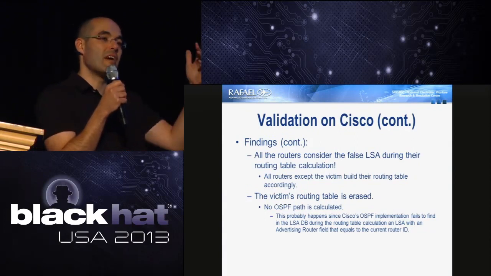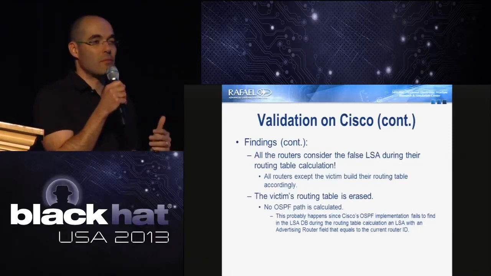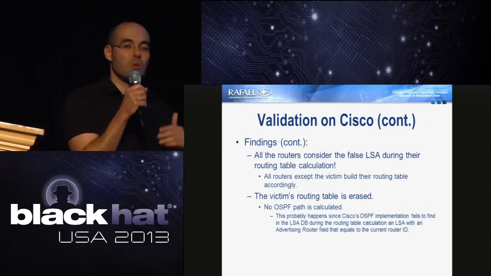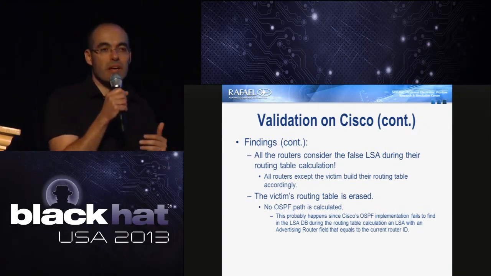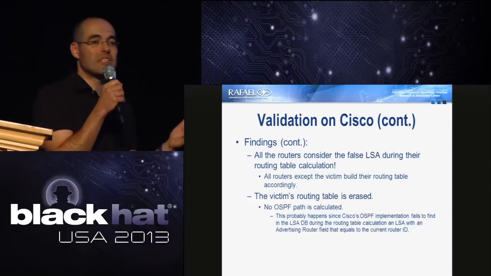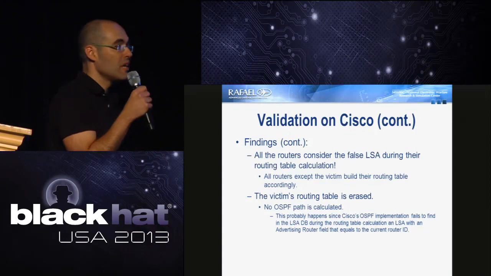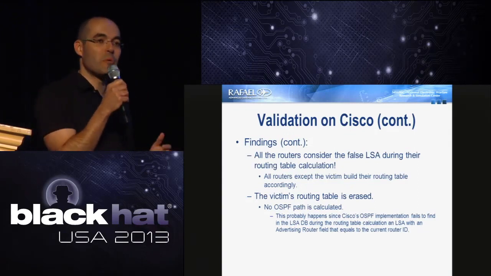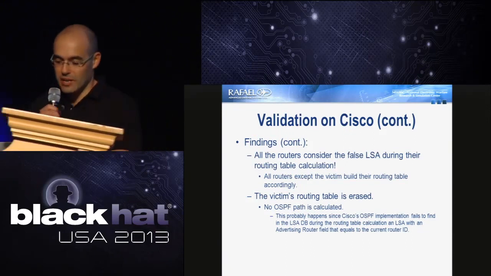This means that all the OSPF routes are now erased from the routing table, and this means that all the routes that are based on OSPF routes, for example, some BGP routes, are also erased from the table. So actually, this leaves the victim router with almost an empty routing table, which makes it, of course, a useless router. A router with an empty routing table is actually useless.